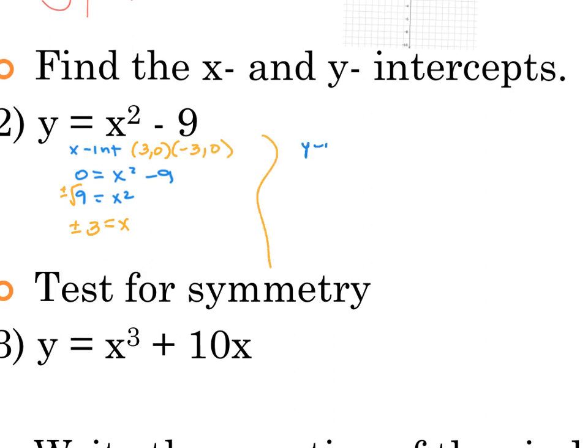And then your y-intercept, you do what? What are we plugging 0 in for? X. So y equals 0 squared minus 9, and y equals -9. Again, remember that you want to give it to me in coordinate point format, like that. Questions on that one? Okay, then goes test for symmetry.